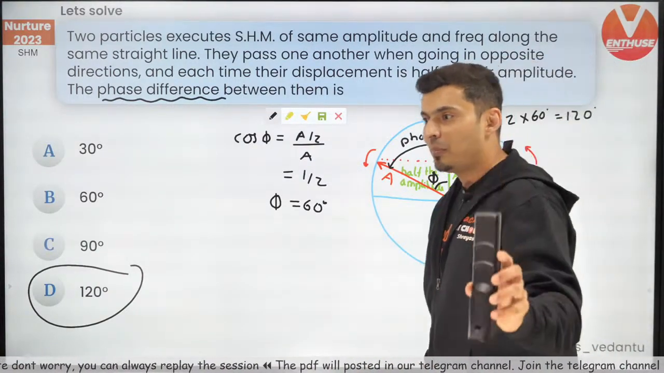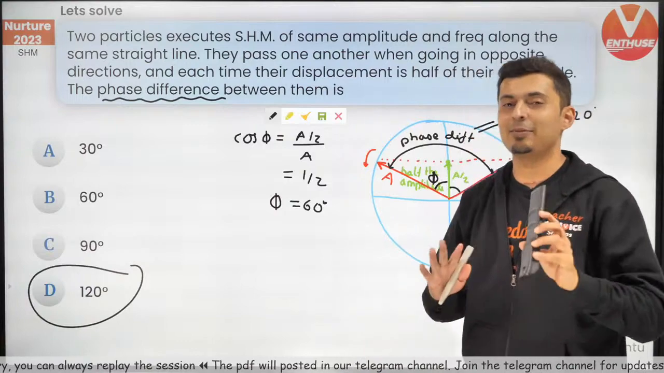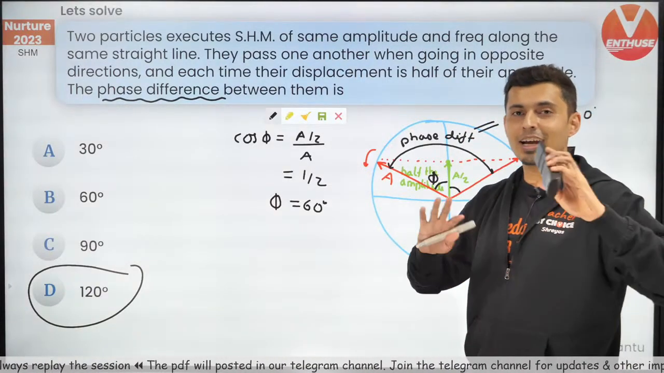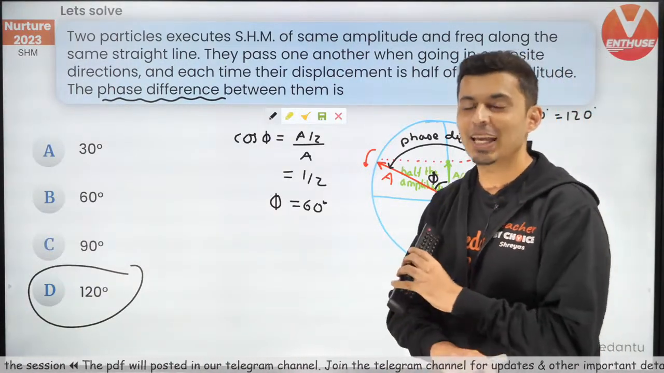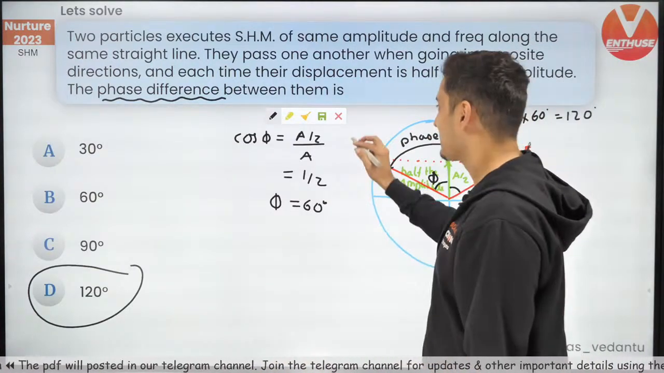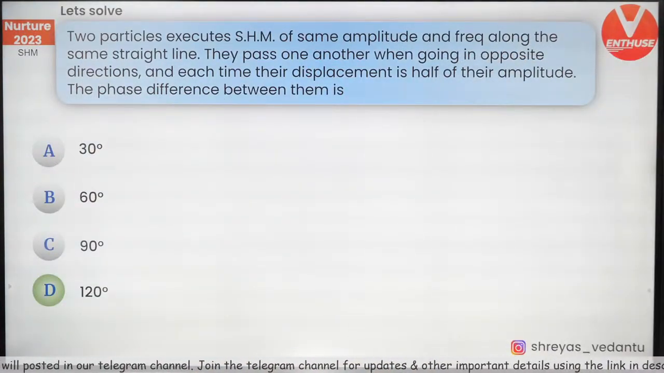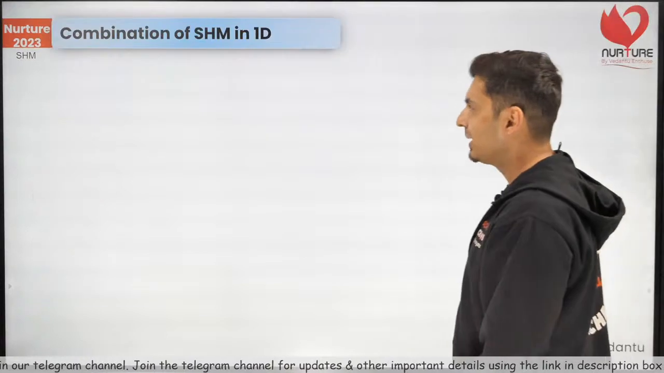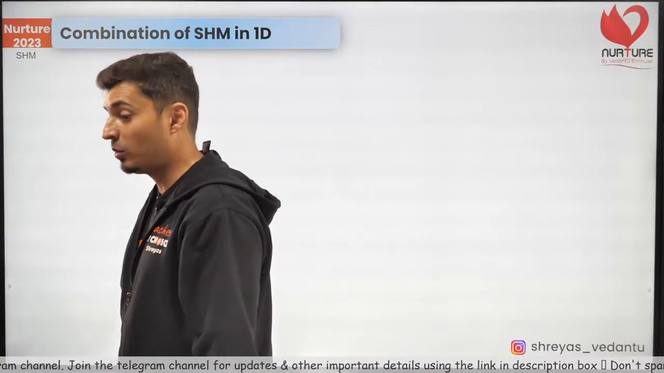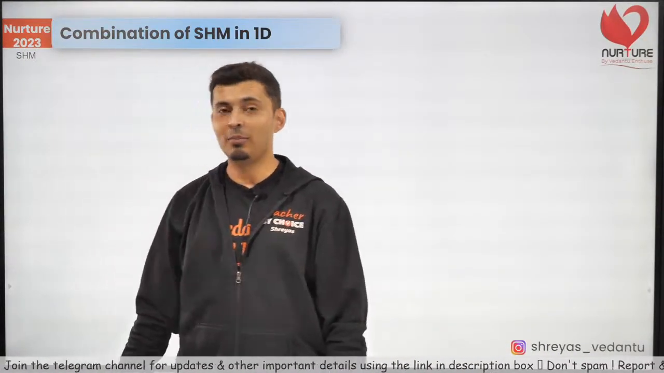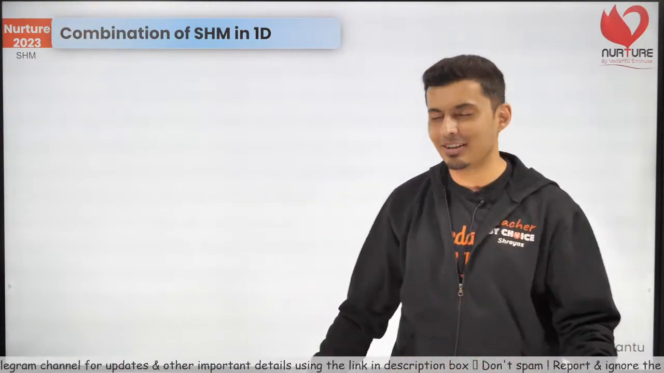Perfect. Do you appreciate the fact that we have not used any SHM equations in solving any of the problems till now? That's the best part about it. Perfect. So 120 degrees. Now comes the story of Pandu and Champa, and this is going to be really interesting, so tune in.